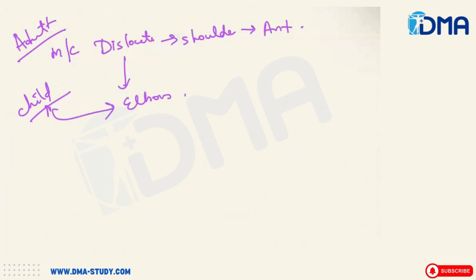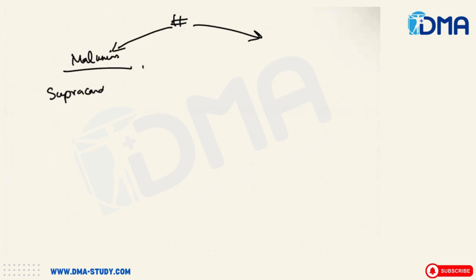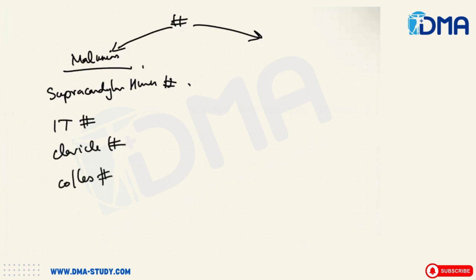Whenever we have a fracture, the fracture can either heal normally or it can heal with a malunion or a non-union. Malunion means abnormal union between the two fracture fragments. The fractures with more chances of having a malunion are the supracondylar humerus fracture, the intertrochanteric fracture of the femur, clavicle fracture, and the Colles fracture. These are the possibilities of having malunion.